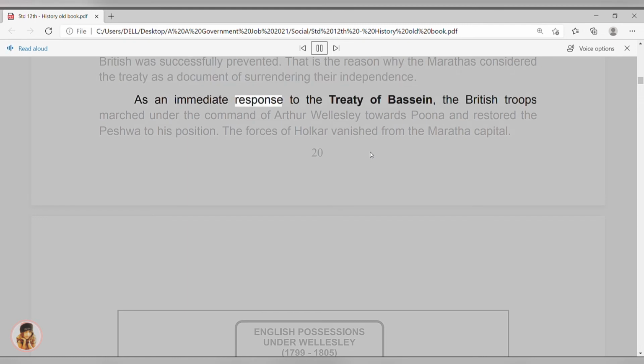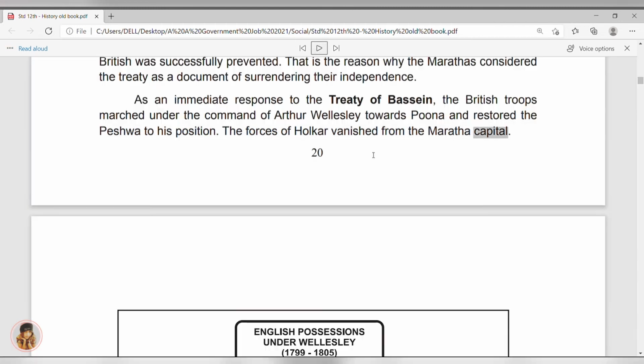As an immediate response to the Treaty of Bassein, the British troops marched under the command of Arthur Wellesley towards Pune and restored the Peshwa to his position. The forces of Holkar vanished from the Maratha capital.